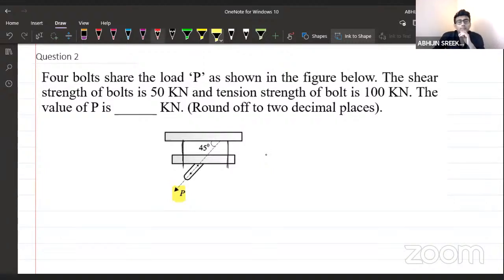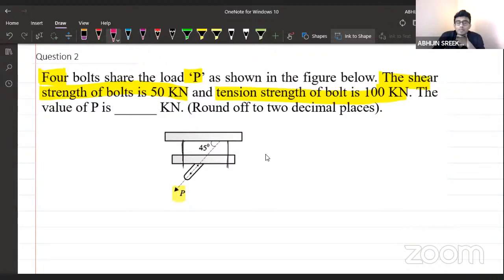So first of all, we came to know that there are 4 bolts, which we cannot understand from the figure, and the total load acting on the connection is P. The shear strength of the bolt is given as 50 kilonewton and the tensile strength of the bolt is 100 kilonewton. We need to calculate the value of P.